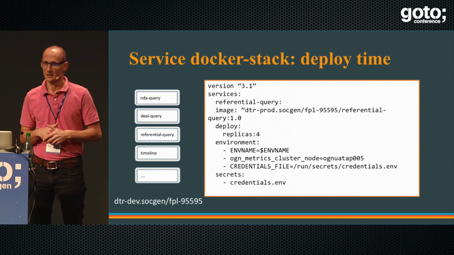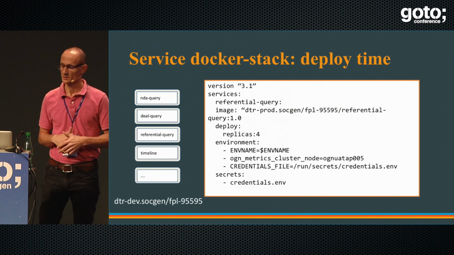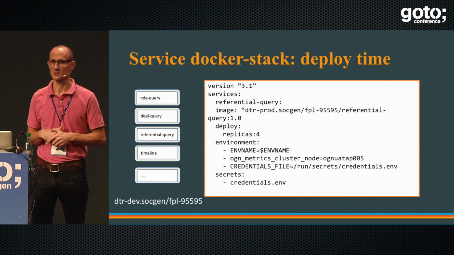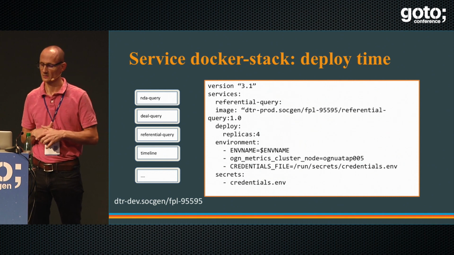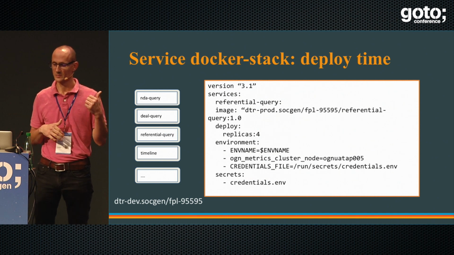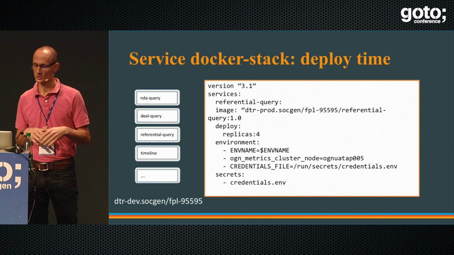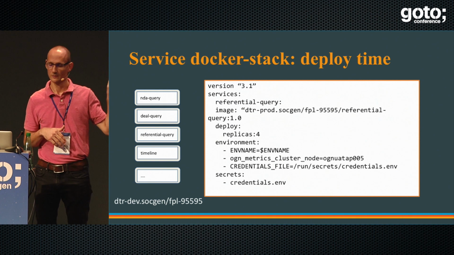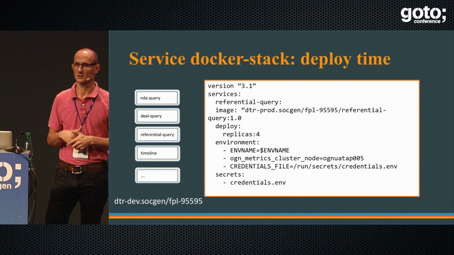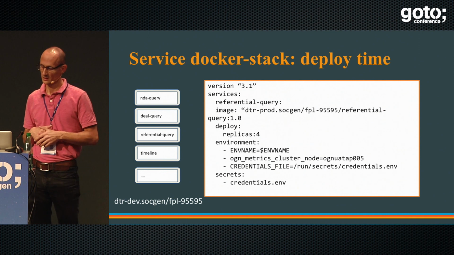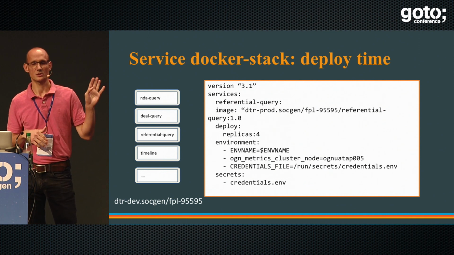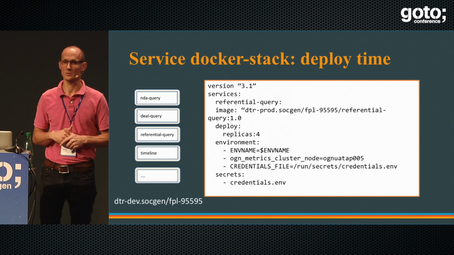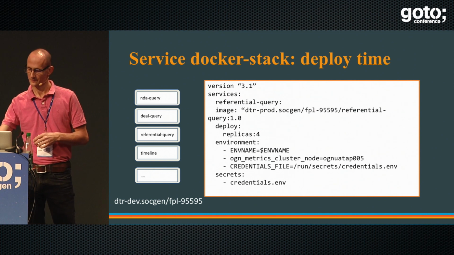This is an excerpt of our Docker Compose. Now we call it Docker Stack instead, because Docker introduced the stack concept, which is a bit more high level. And you can see how we specify the name of the environment that we want to run this service in. We also configure some cluster node for collecting metrics. And there's also a credential file, which actually is a Docker secret, and we will source it once we are inside our entry point.